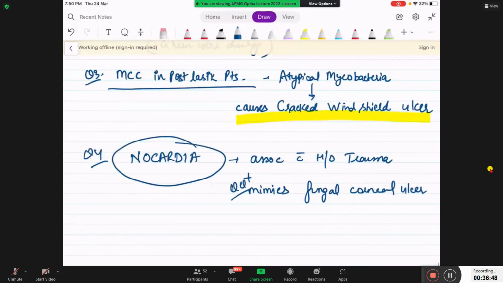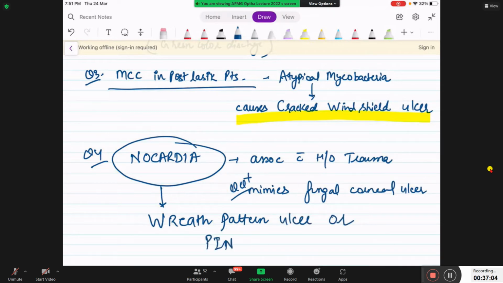Now, what is the characteristic of this ulcer which is caused by Nocardia? It causes a wreath pattern ulcer, also called a pinhead ulcer. Very important question. The pinhead ulcer question has been asked many number of times. Pinhead ulcer is caused by Nocardia. Okay.